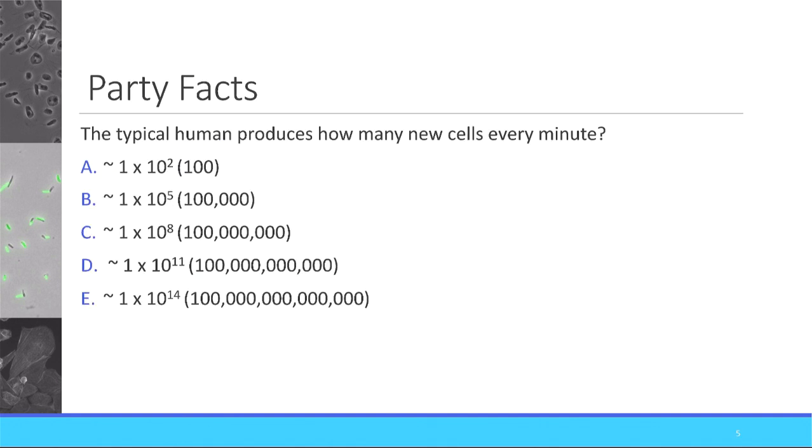So let's start with a party fact, if you will. This is something that we take for granted and we don't necessarily really think about. But what I want you all to do, and there is a right answer to this, but obviously you're not going to be penalized, I'm just curious to know, how many cells do you think that the typical human produces every minute? So go ahead in the comments below, tell me what you thought before I actually tell you what the answer is. So for those of you that picked C, 1 times 10 to the 8th cells per minute, you were correct. So every minute, on average, this is how many new cells our body produces, which is pretty amazing.